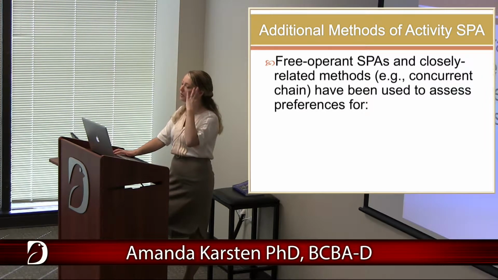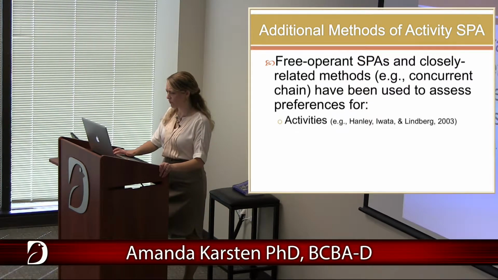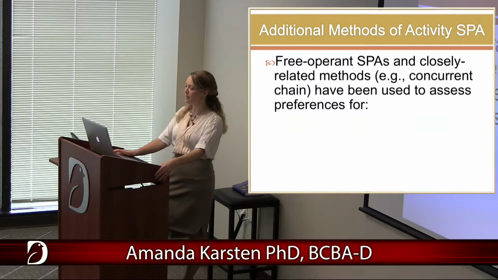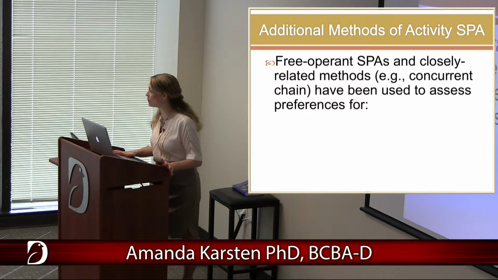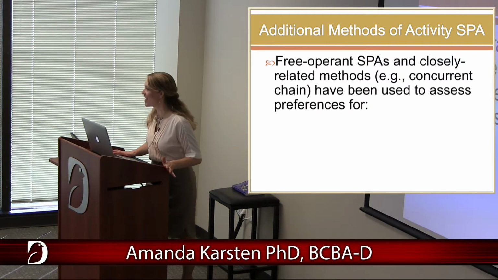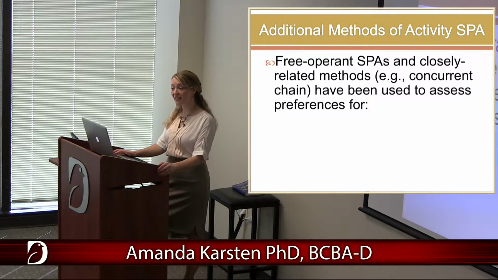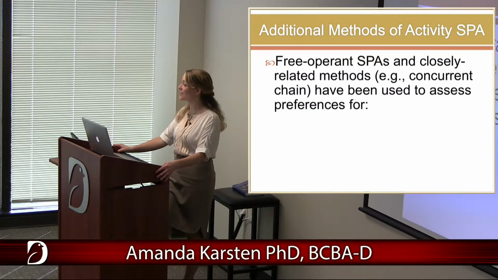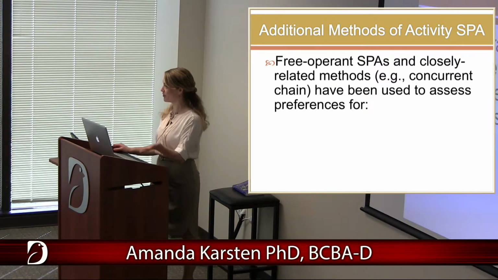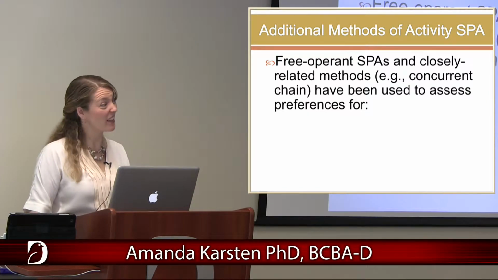We have other options for assessing activity preferences. We can do a free operant preference assessment, which hopefully should still be coming up. Or we can do closely related methods, such as a concurrent chain assessment. It's a fancy name for a really straightforward and simple procedure. And this is the procedure that has been used in the literature to assess not just activity preferences, but teaching context preferences. So actually asking people with developmental disabilities, which of these procedures do you prefer to experience as we treat your behavior?